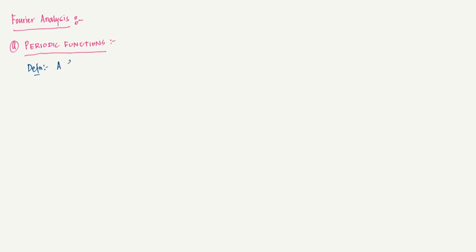A function f of x is called periodic. So essentially you are looking at a function from R to R. It's called a periodic function if f is defined for all x in R. Of course you can throw out a finite number of points, but other than that it has to be defined everywhere.